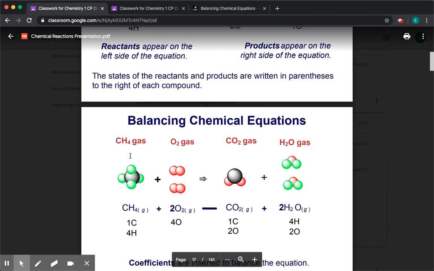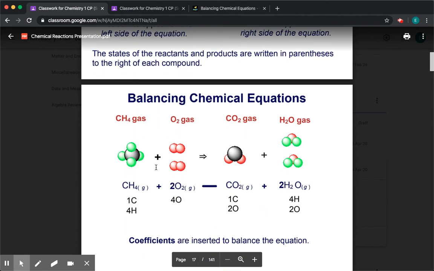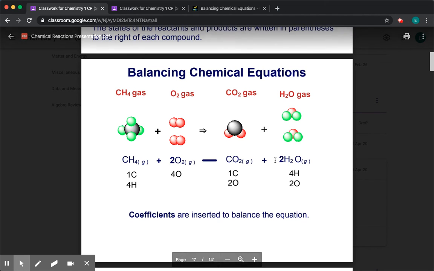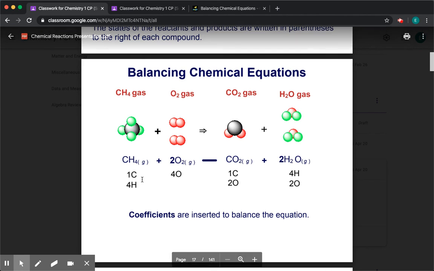So in the beginning, we have more oxygens on the right than we do on the left. So we need more oxygens on the left. So what do we do? We add another oxygen molecule. So now we have two O2s on the left, and now we have 4. And they also added a second water. Okay, so now that we added a second water, let's count how many of everything we have.